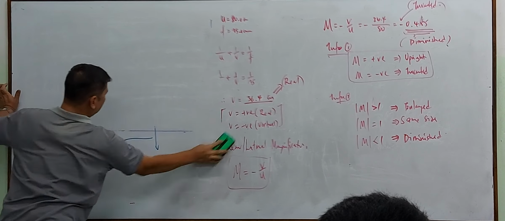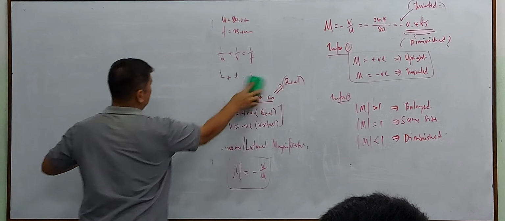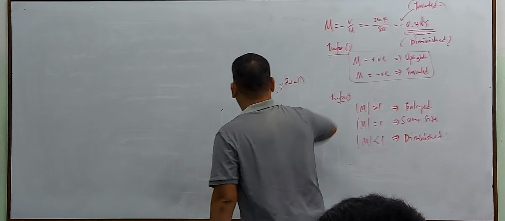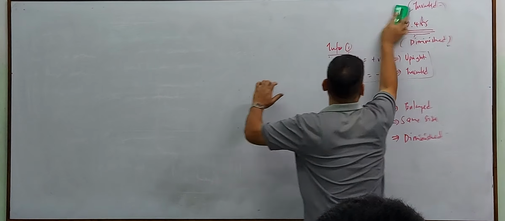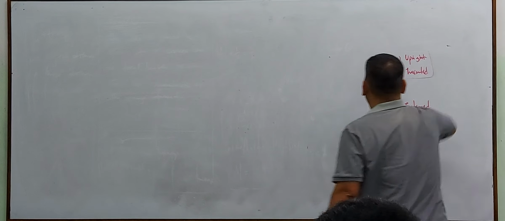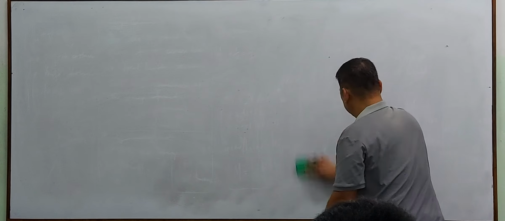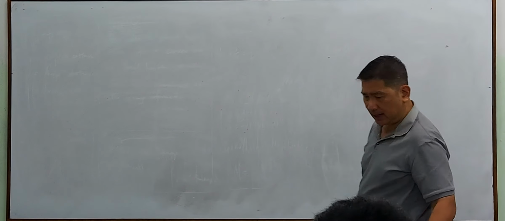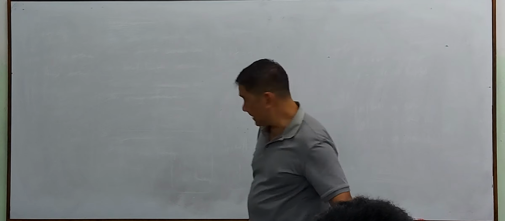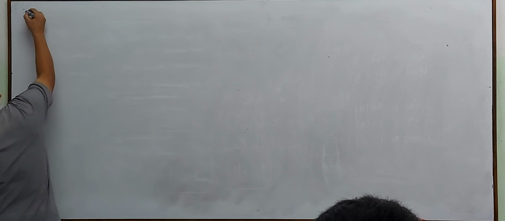Same method, except double length, we calculate 2 times. Okay? Twice. And then you must have a diagram to help you to place the location of the first and the second image. Example 2.